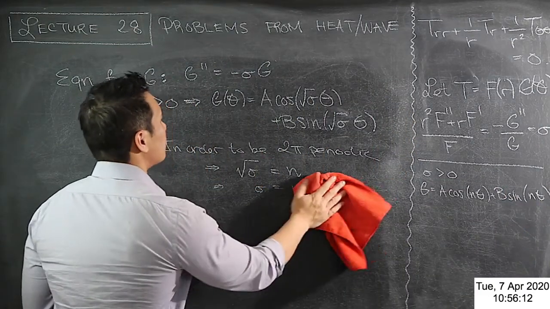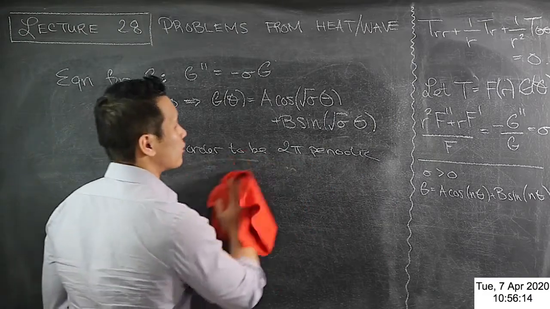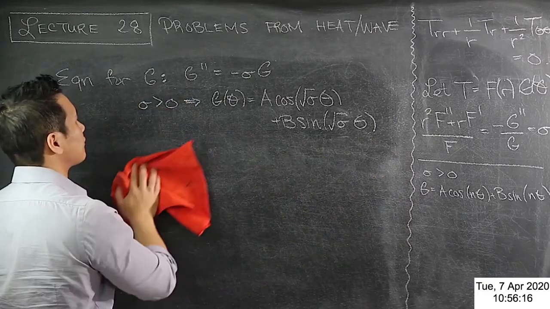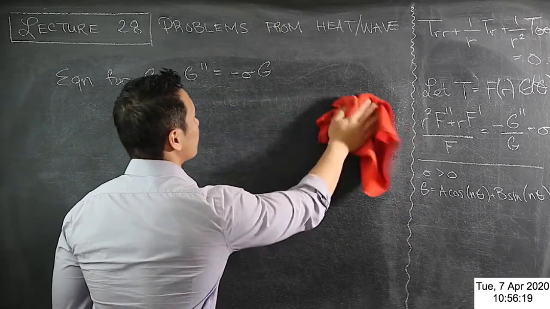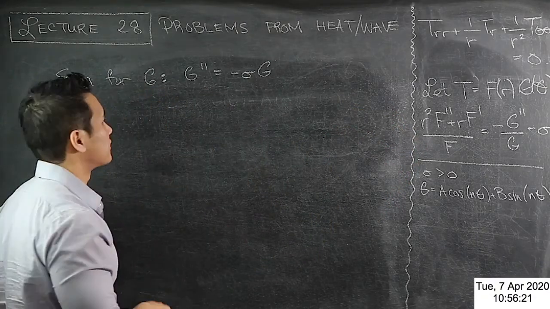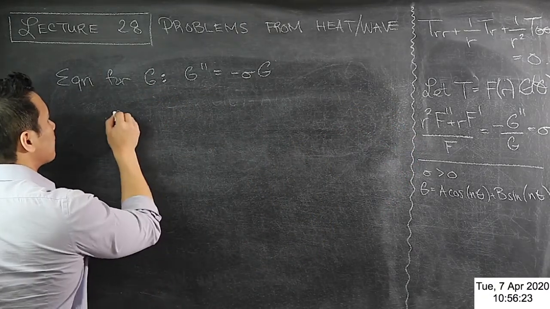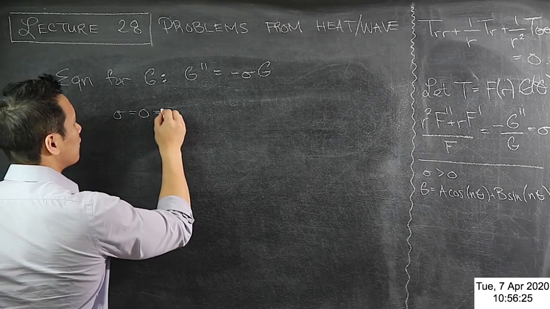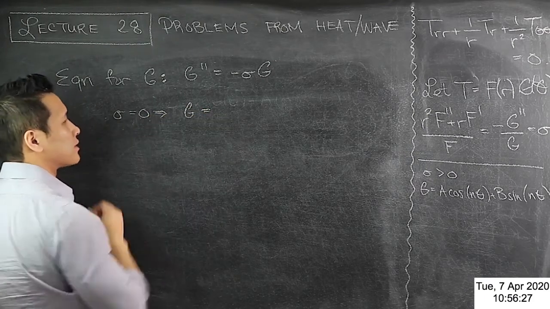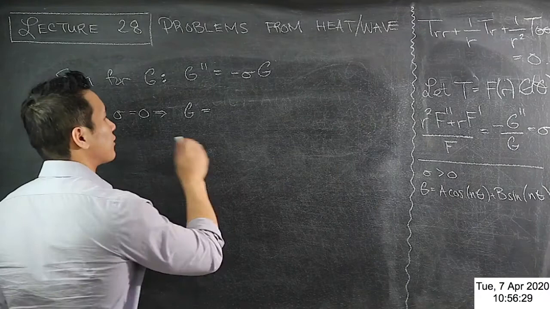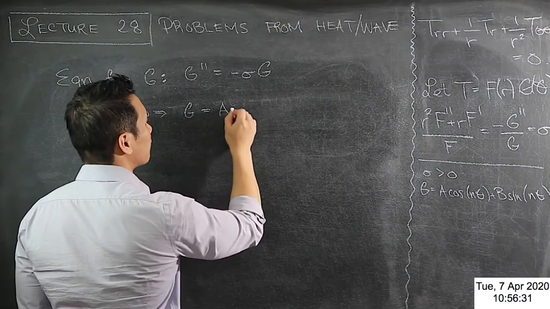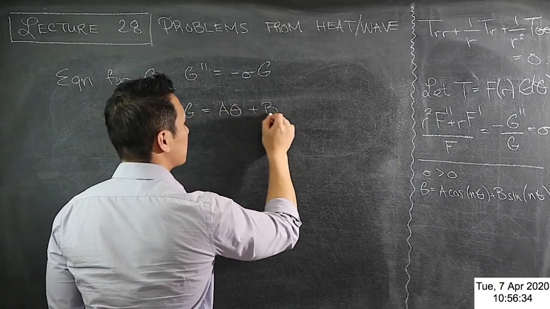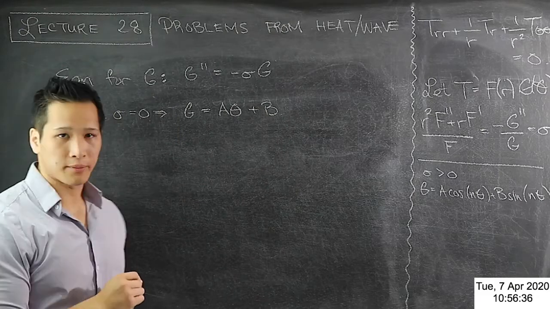Okay? So now you have the sigma equal to 0 case, and in the case where sigma is equal to 0, then g double prime is equal to 0. You integrate it twice, and you have a linear function, so we're going to call it a theta plus b. Okay?